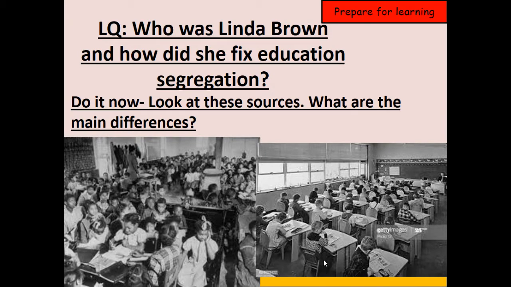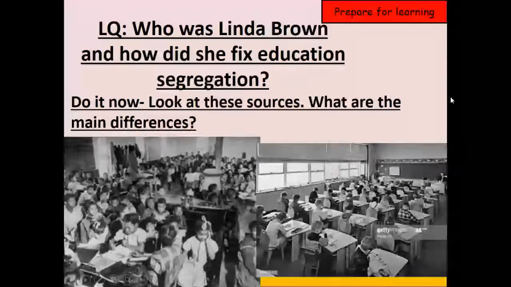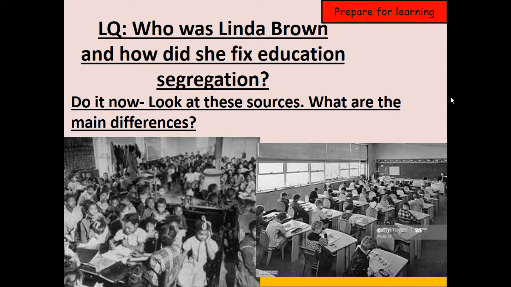What I want you to do, we're going to be looking at who Linda Brown was and how she fixed segregation in education. In history you have to look at sources in your exams, and be able to take things from them. What were they trying to get across? What point was trying to be made? This, that, and the other. So have a look at source A, which is on the left, and source B, which is on the right.